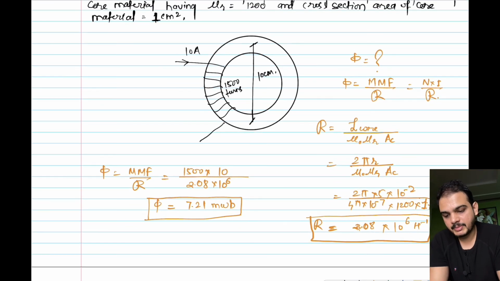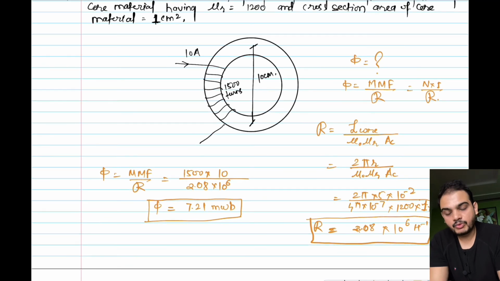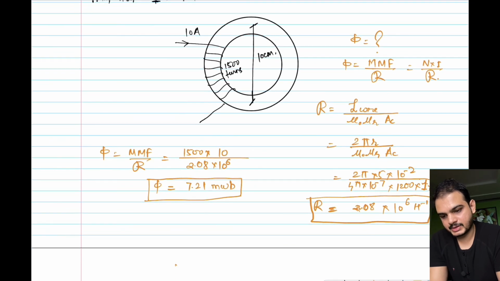square. Always remember, convert centimeter into meter. If it is length, multiply that quantity with 10 to the power minus 2, and if it is area, multiply that quantity with 10 to the power minus 4. This is how we calculate the total flux.